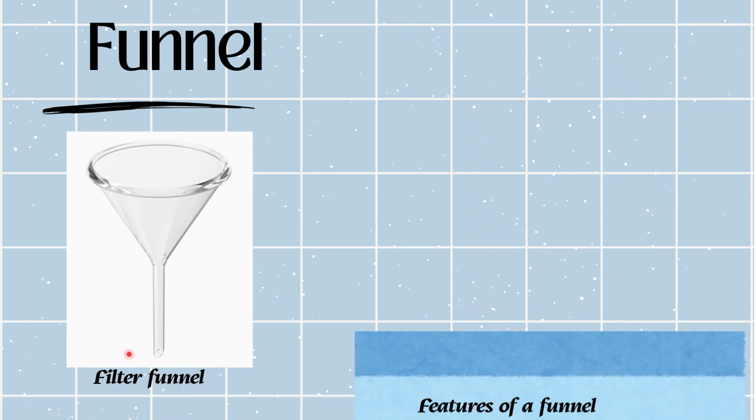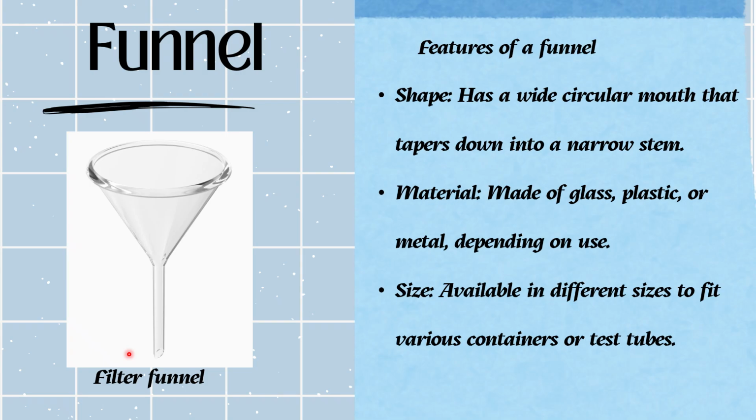Now the funnel is this. This is how it actually looks. When we talk about the funnel, these are the features. It has a wide, open circular mouth, and it tapers down and makes a narrow tube. This narrow tube is called the stem. And always this stem ends exactly at a certain angle.